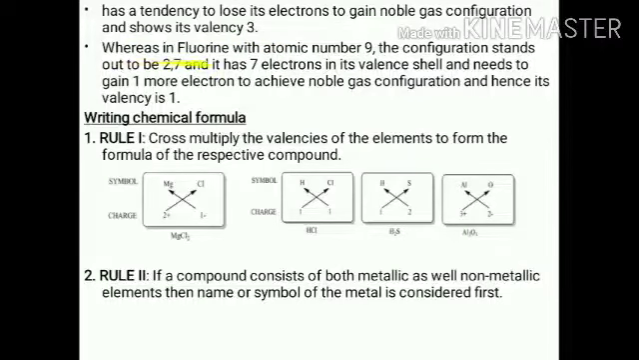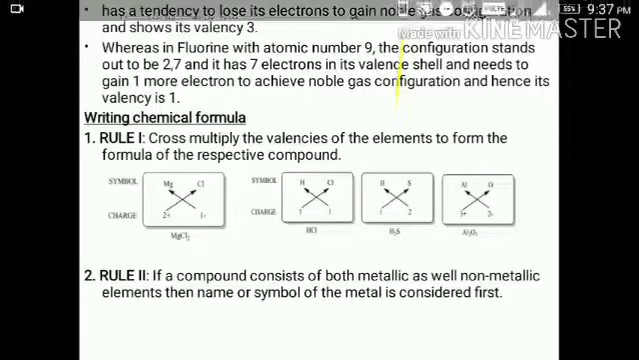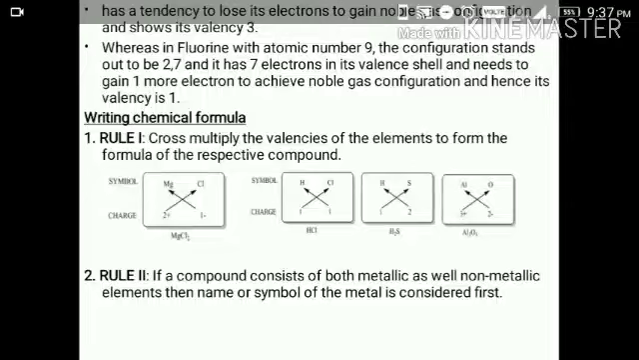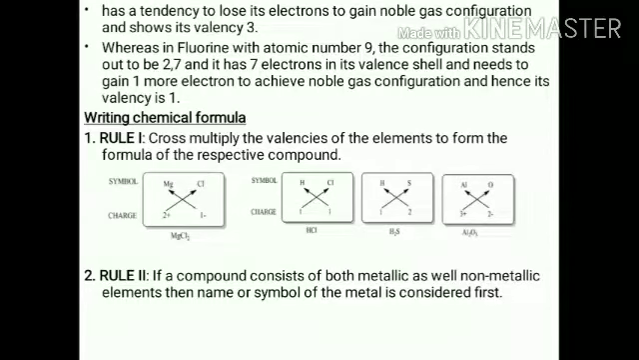Whereas in the case of fluorine, the atomic number is 9, so the configuration turns out to be 2 and 7, and it has 7 electrons in the valence shell and needs 1 electron in the outermost shell to achieve the noble gas configuration, and hence its valency is 1. So by this method we can determine the valency. The number of electrons gained or lost by the element for completing the noble gas configuration, that is called valency.